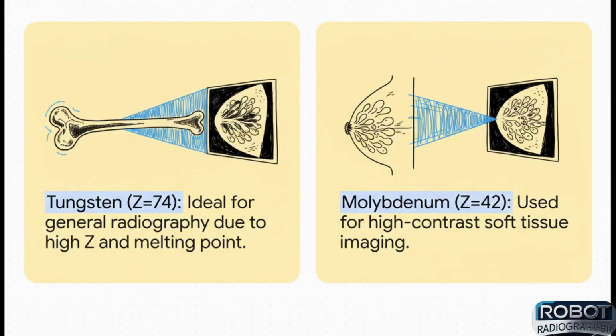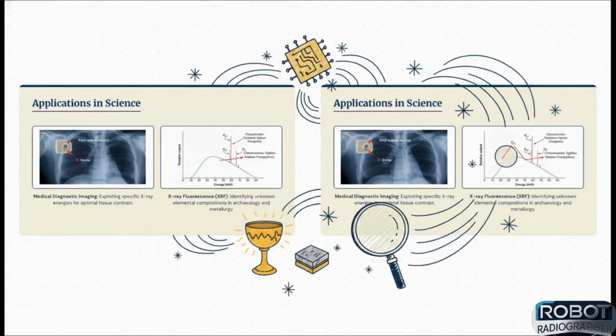But what if you need to image soft tissue, like in a mammogram? You need a different tool for the job, so you use a different element. Molybdenum, atomic number 42, produces lower energy X-rays that are absolutely perfect for getting high contrast images of soft tissue. We literally choose the element based on the specific fingerprint we need. And the applications go even further. There's this incredible technique called X-ray fluorescence, or XRF. Scientists can hit a sample with X-rays and then just read which characteristic fingerprints are being sent back. This lets them instantly identify what elements are in anything, from a priceless archaeological artifact to an industrial alloy, all without damaging it one bit.